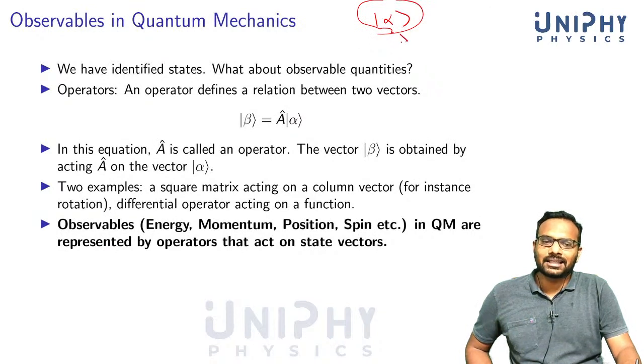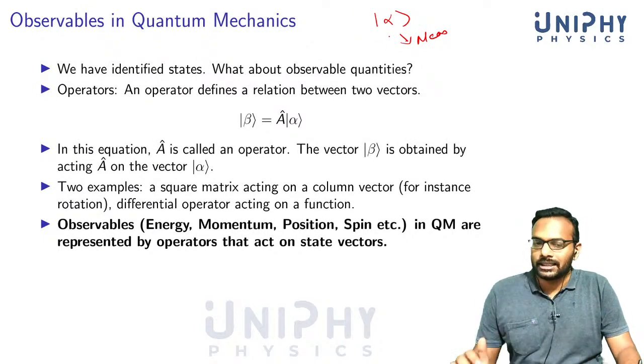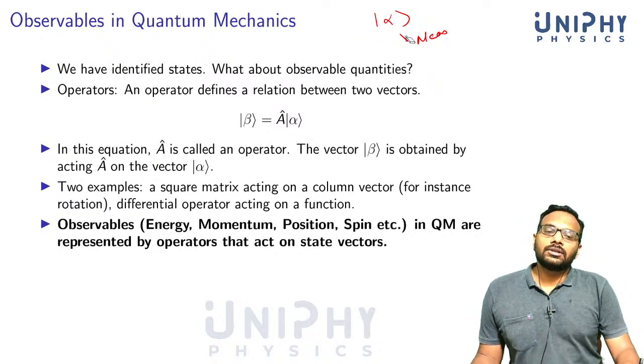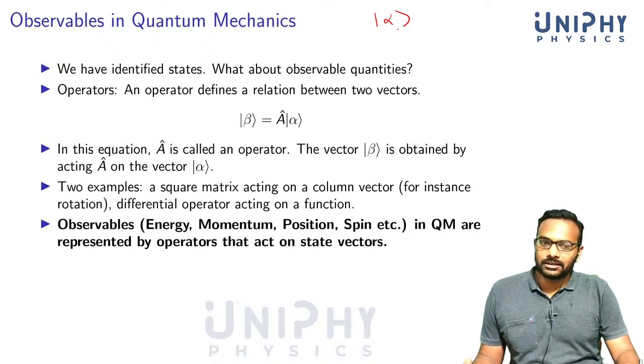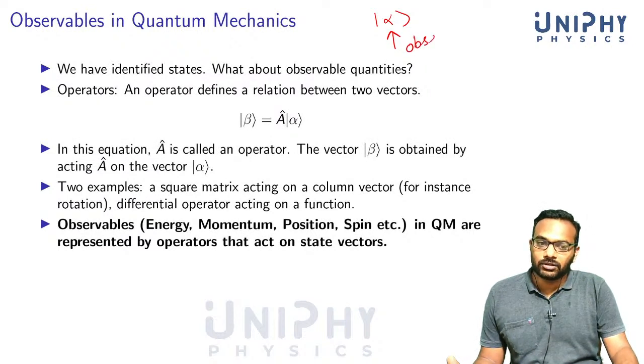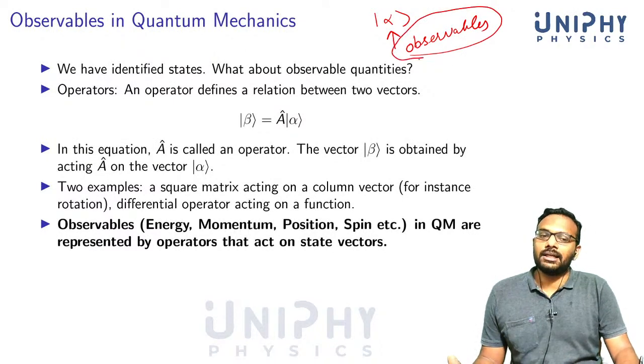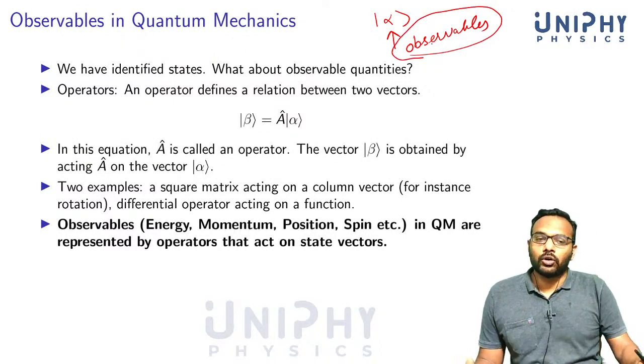Now, how do we extract measurable quantities? Suppose I know that the state of the system is represented by a particular vector in the Hilbert space. The theory has to answer the following question: if the electron is represented by this state and you measure the energy, what value will you get? These measurable quantities are known as observables. Energy, momentum, spin, polarization, position are all examples of observables.